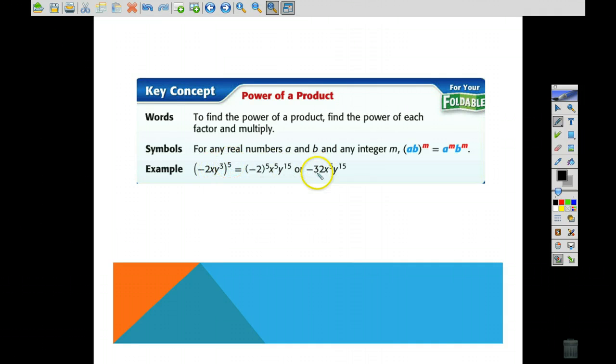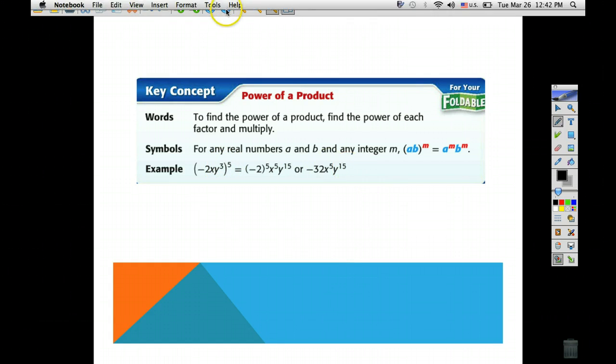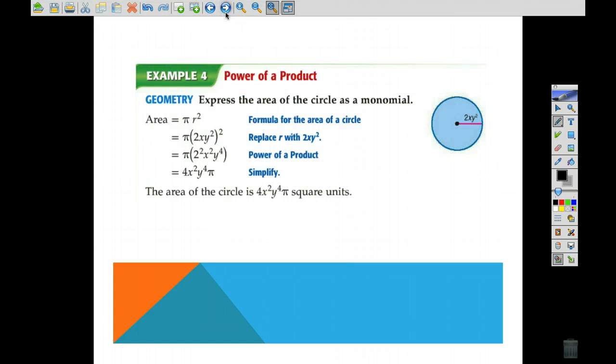X to the 5th, you write x to the 5th. Y cubed to the 5th power, you're going to multiply and make it y to the 15th power. All right, power of a product.